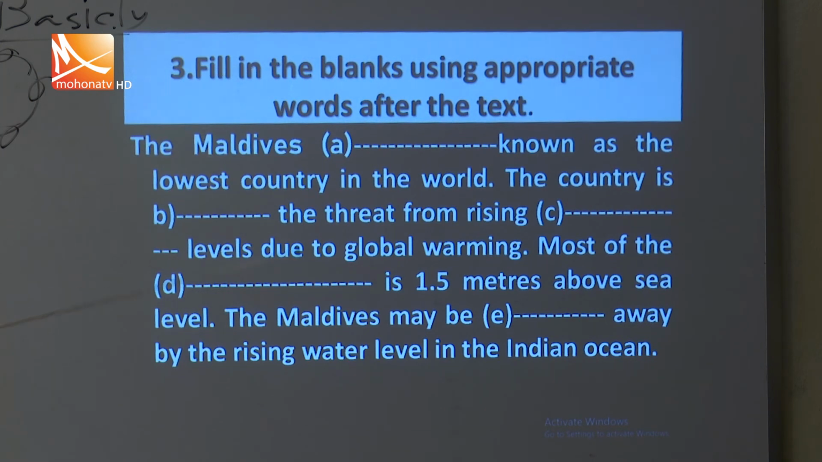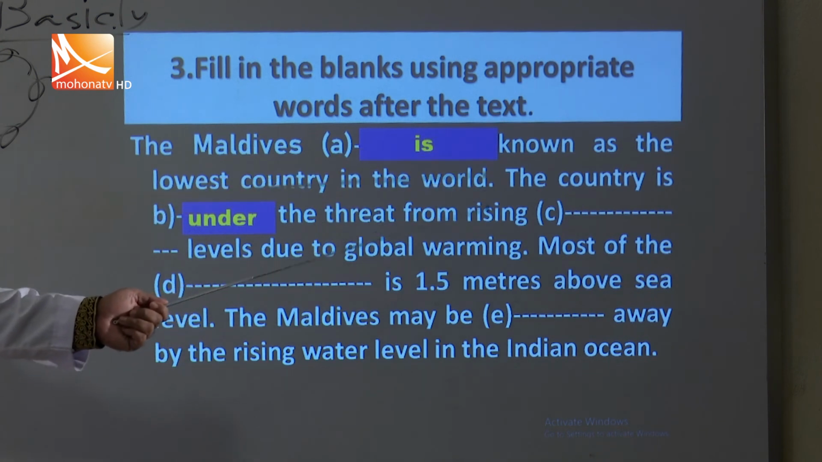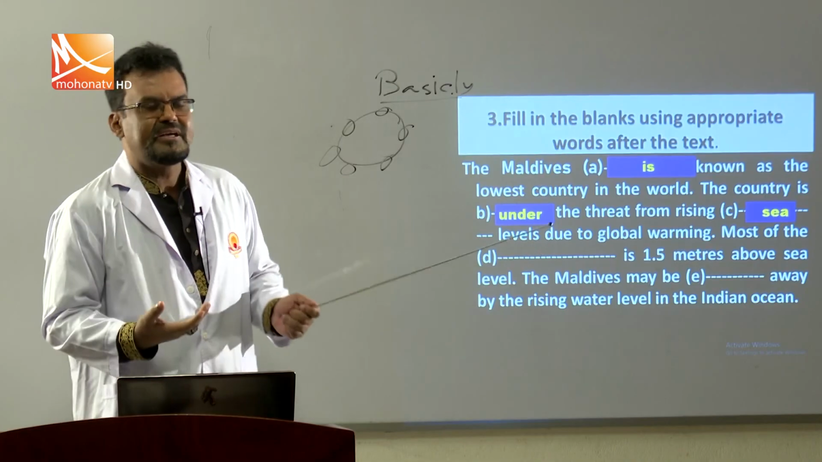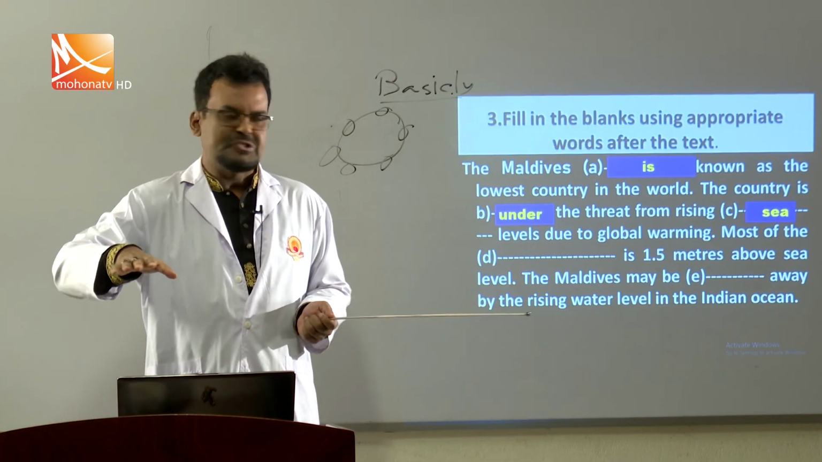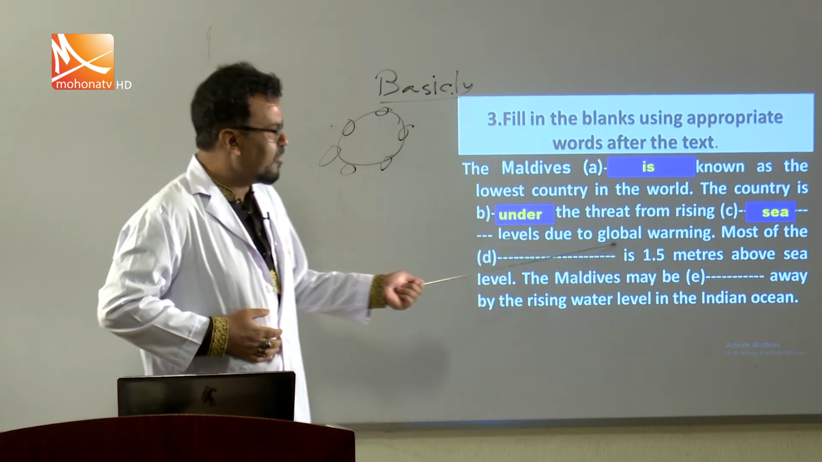And you will have fill in the blanks like these. So let us see. The Maldives is known as the lowest country in the world. The country is under the threat from rising... What is the answer? Yes, under. The country is under the threat of rising sea level. You know, due to climate change or global warming, the sea level is increasing, and it is predicted that Maldives may go under the water. So sea level is rising, you know, due to global warming.